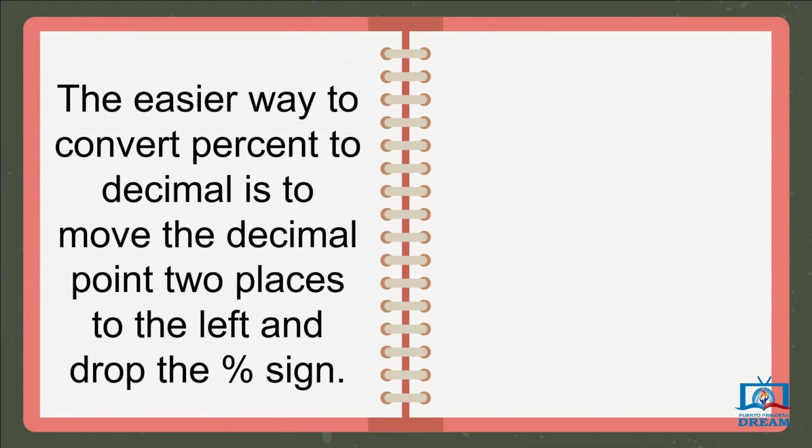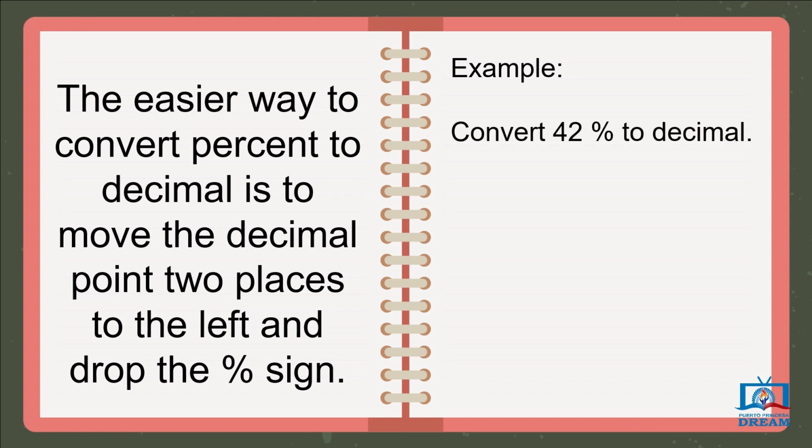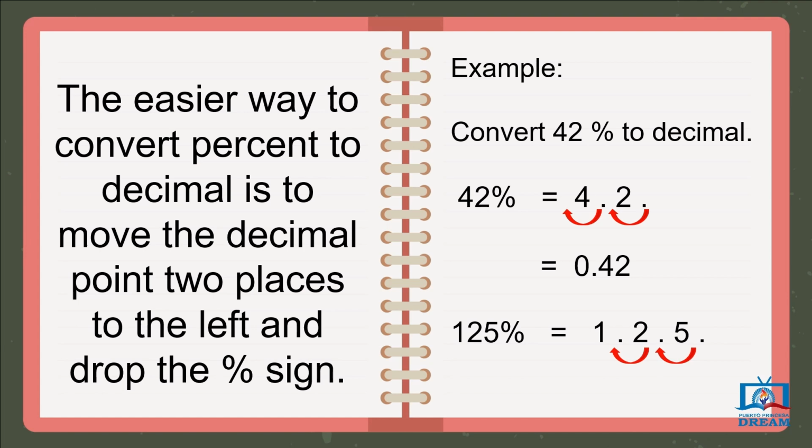The easier way to convert percent to decimal is to move the decimal point 2 places to the left and drop the percent sign. Example, convert 42% to decimal. We copy 42, drop the percent sign, and move the decimal point 2 places to the left. So we get 0.42. Next, let's convert 125% to decimal. We copy 125, move the decimal point 2 places to the left, and we get 1.25.